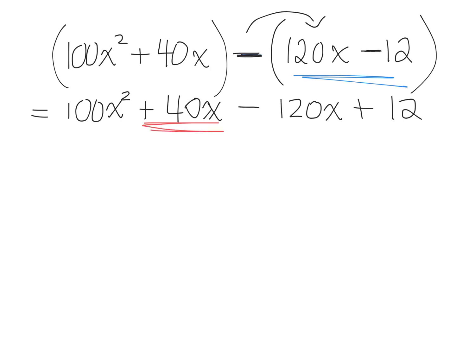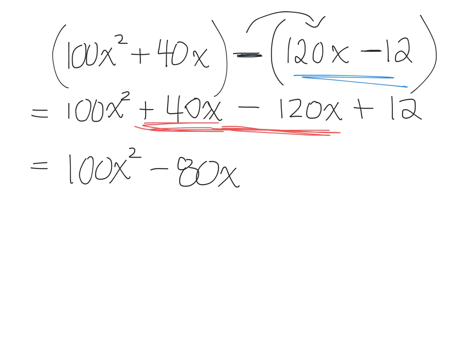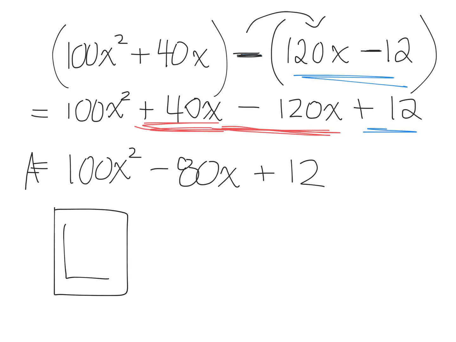Good. 40x and negative 120x I can simplify. So my 100x squared is the only term that has the x squared. But I can simplify 40x, take away 120x. What's 40 take away 120? Negative 80x. And then I have this plus 12. Yes. This represents the area, a simplified expression of the area of the frame.